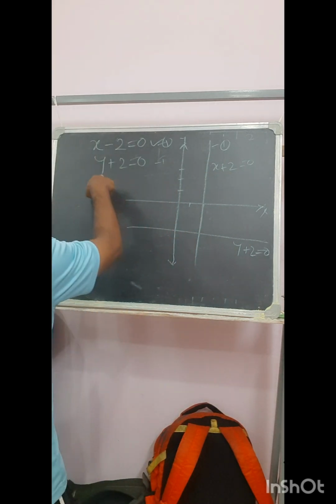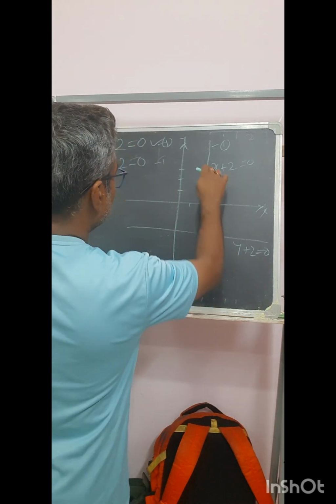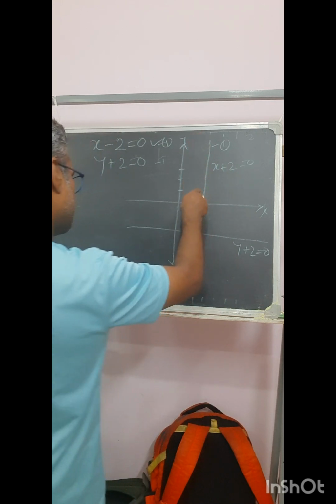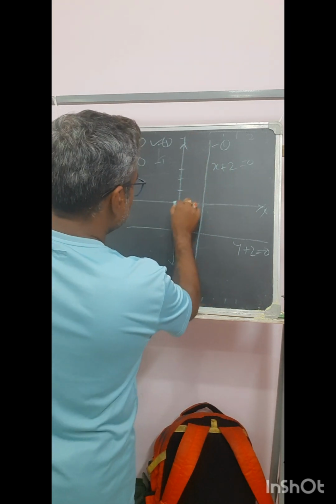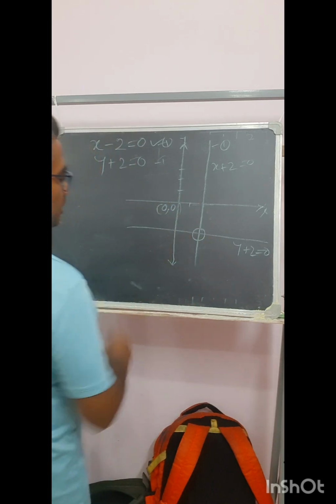So if y is constant, then it will be parallel to the x axis. Remember, if x is constant, it is parallel to the y axis. So now these two lines, this is 0, 0, and now this point will be the meeting point.